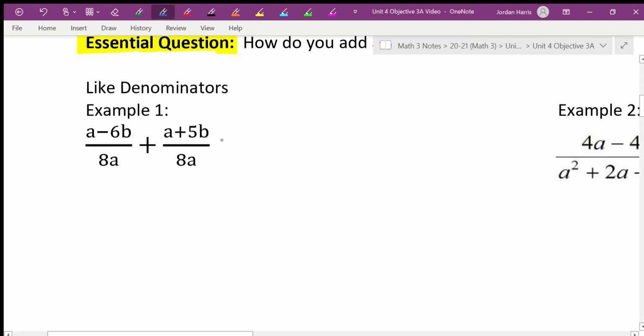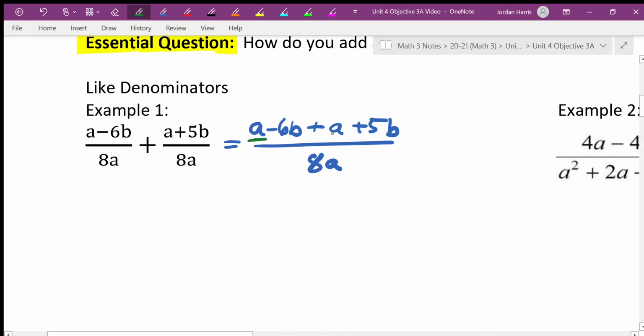First of all, we have things that are already like denominators, easy ones. We don't have to do anything, we just add the top. So 8 minus 6b plus a plus 5b, all over 8a. Combine our like terms. The a terms and the b terms are going to combine together. So a plus a, 1a plus 1a is 2a, right? 1 apple plus 1 apple makes 2 apples. And then negative 6b plus 5b is negative 1b, all over 8a.